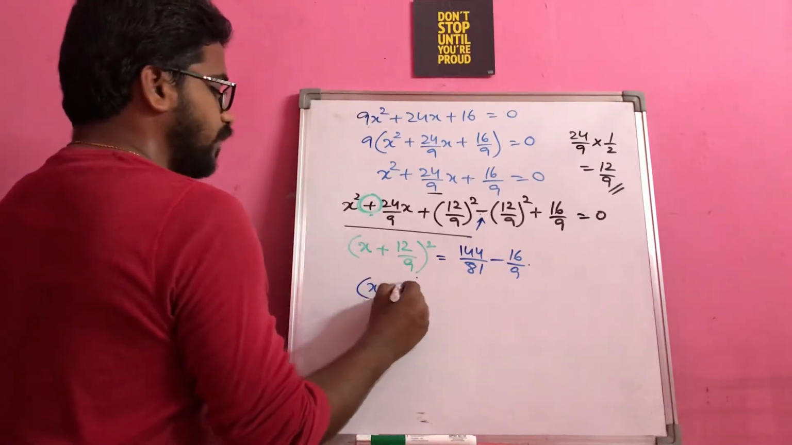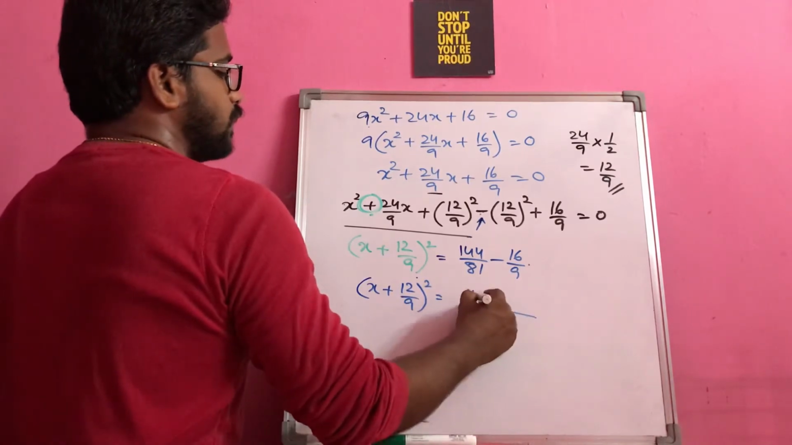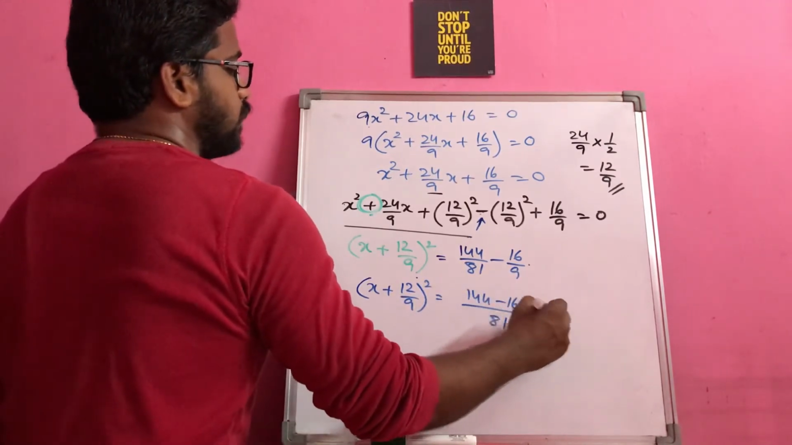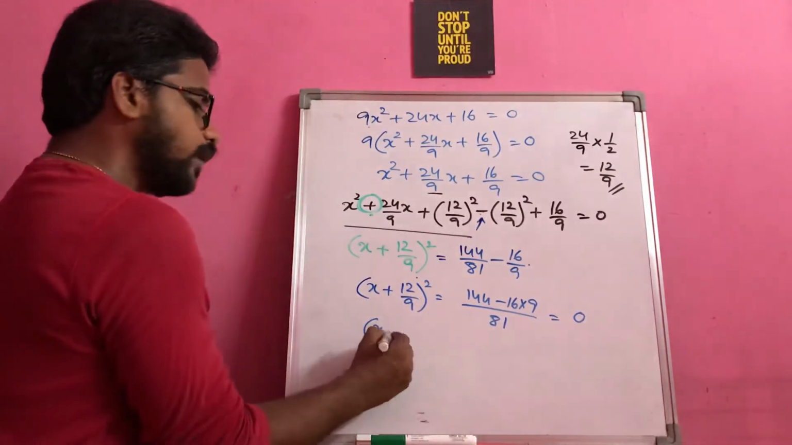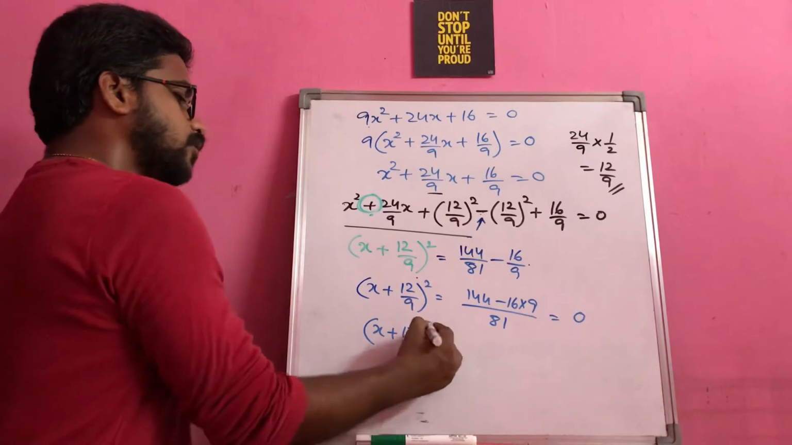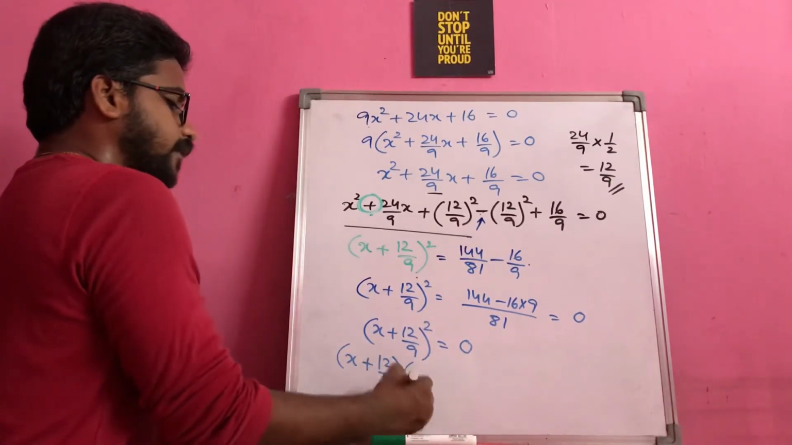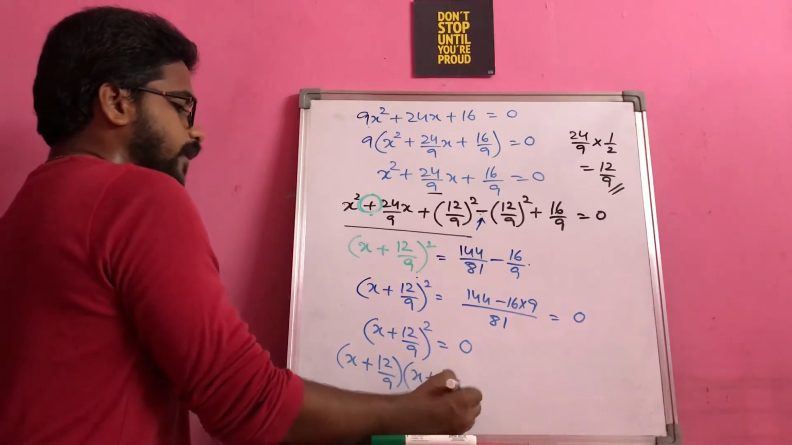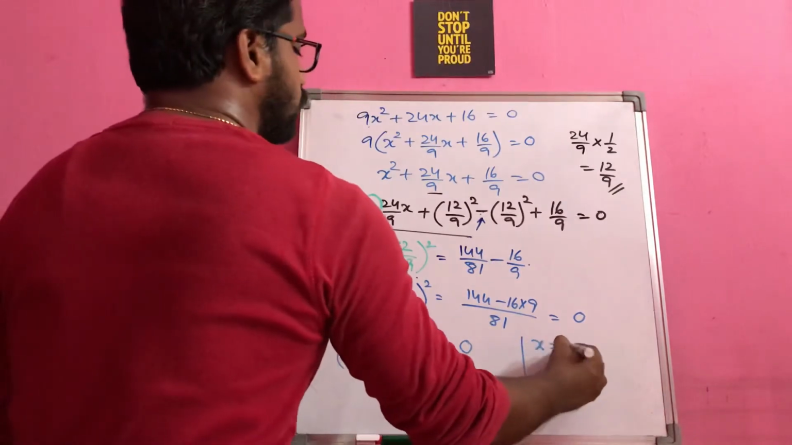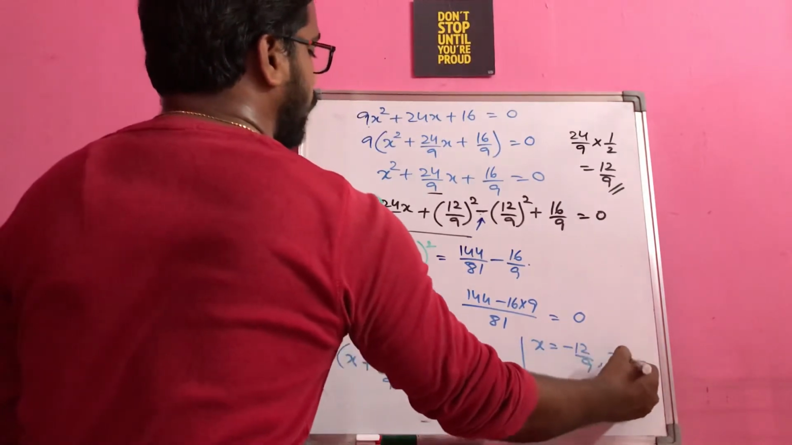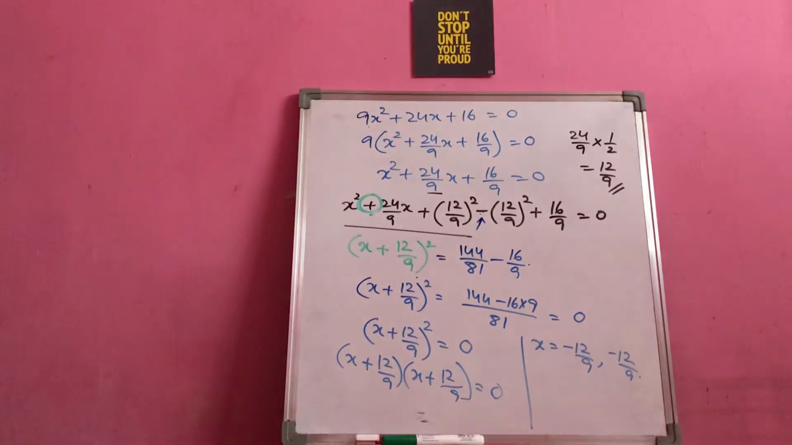So let us simplify it further. (x + 12/9) whole square is equal to, 81 is the LCM, 144 minus 16 into 9. This is also 0. So what happens now? (x + 12/9) whole square is equal to 0, which means (x + 12/9)(x + 12/9) = 0. That means you will get the roots as x = −12/9, −12/9.